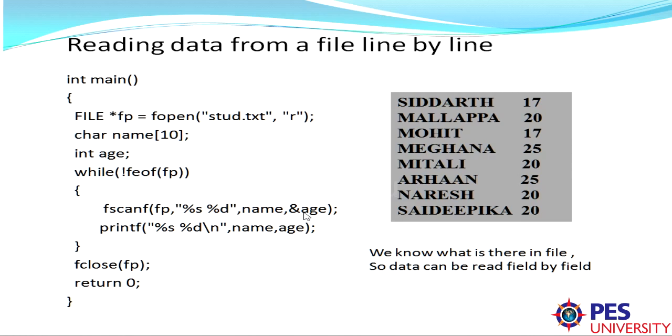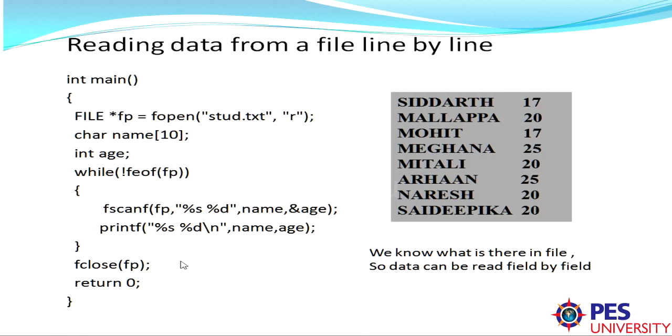And after reading name and age, print that on the console and go to the next record. Next record will be Mallappan 20. Read that and then go to the next record, Mohit. Keep doing that as long as not EOF. And when you reach EOF, come out of the while loop and simply close the file. And this method is used when we know what is there in the file.